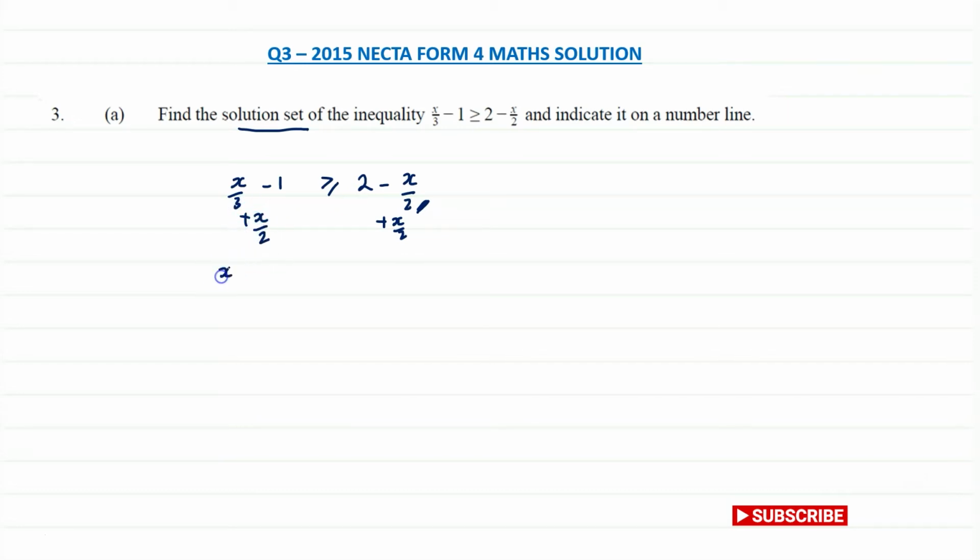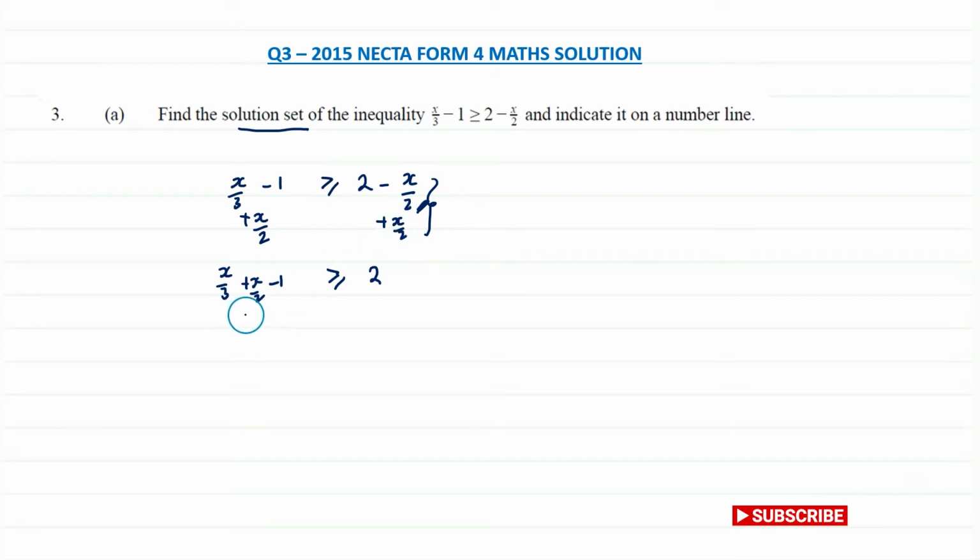So now I have x over 3 plus x over 2 take away 1 greater or equal to 2. What will happen to this one? Well, this will now become 0 because that is what we wanted. Negative x over 2 plus x over 2 is 0.